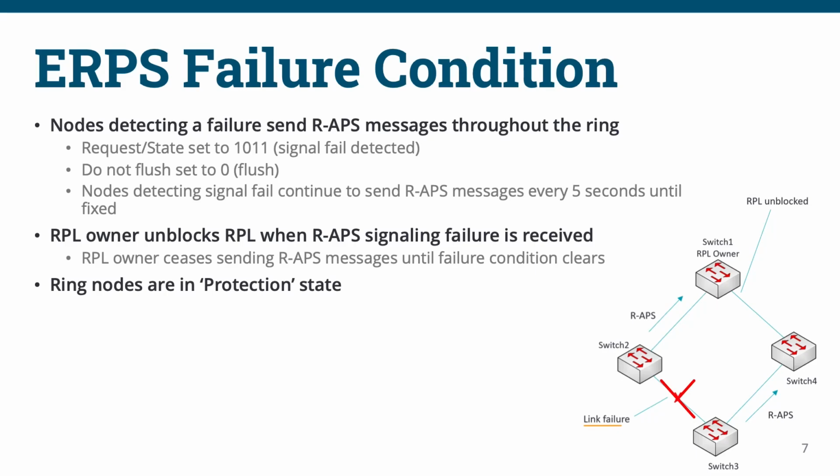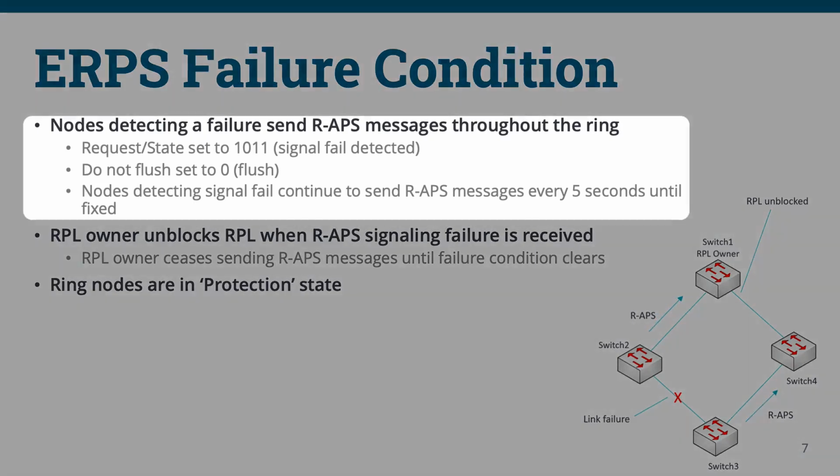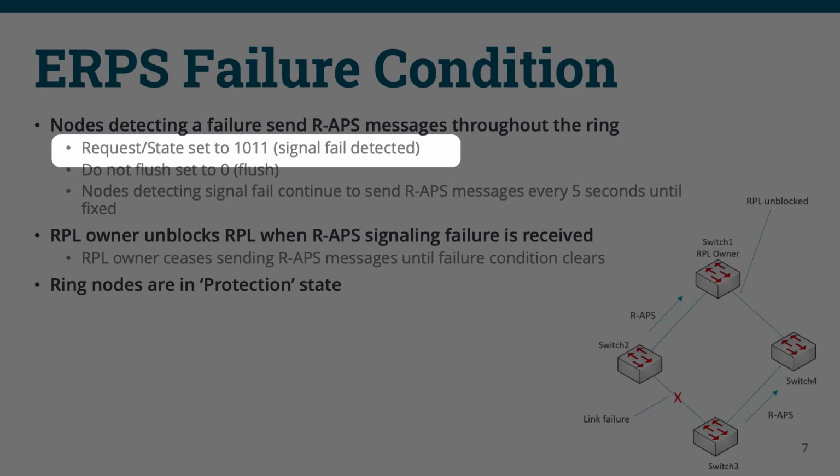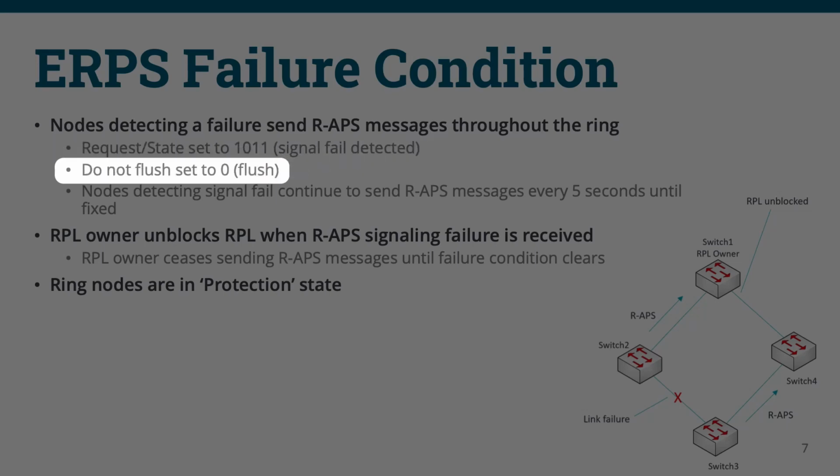When a failure occurs and is detected, the node or nodes which detect the failure send a RAPS message with these values set. The state field is set to indicate a failure is detected with 1011, and the do not flush flag indicates the switches should flush their MAC tables. Since this is a new RAPS message being received, the participating switches do indeed flush their forwarding tables the first time this new message is received, though not on subsequent messages.